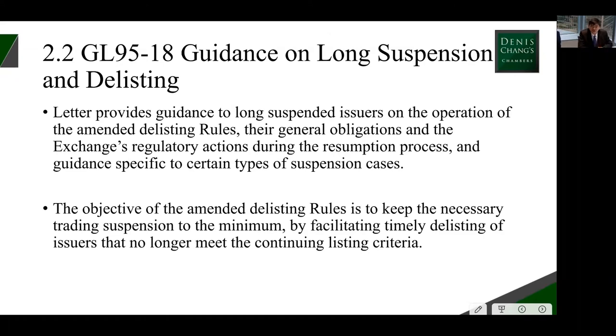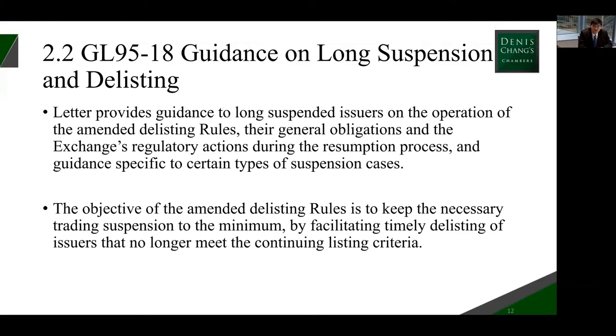Now, I'll touch briefly on this new guidance note, which I mentioned came into effect in 2018. It was put into place after a consultation to address a serious problem. That problem lies in the fact that listed companies continue to stay in a state of suspension, that is, they are unable to fulfill the resumption conditions for months on end.